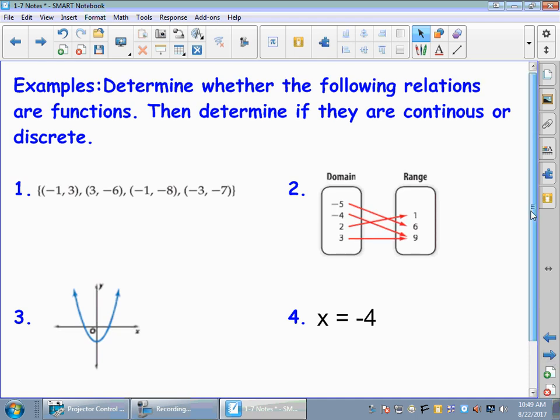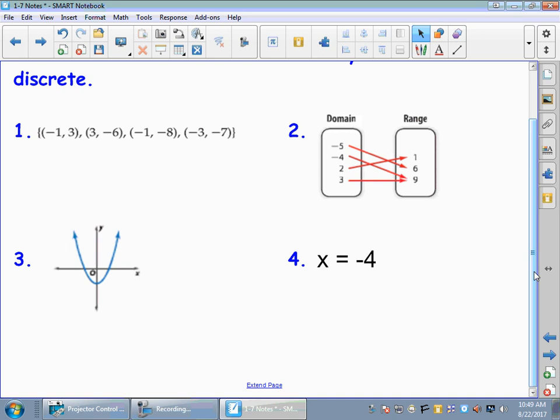So number 1, it's a set of ordered pairs. I could technically graph it, but all I'm looking for is if the domain repeats. And I see that the domain repeats right there. -1 gives us 3, and -1 gives us -8. Therefore, I couldn't have a function that does both of those. The domain repeats, not a function.